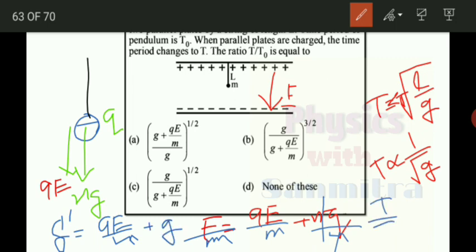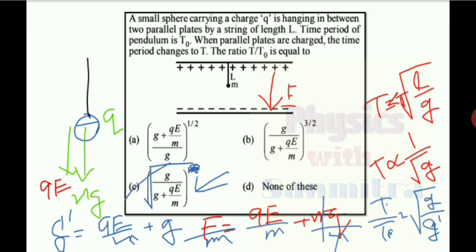So I can write T by T naught as root g by g dash. This T corresponds to g dash and T naught corresponds to g. So that will be root of g by g plus QE by m, that whole root, that is the option given. So option C is correct.